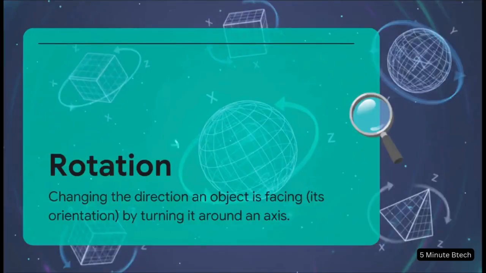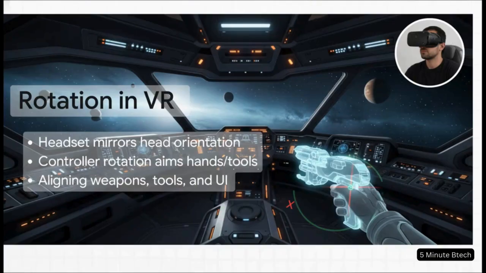And finally, our third core movement, rotation. Now, this isn't about where an object is, it's about which way it's facing. It's all about changing its orientation by turning it around one of its axes, the X, Y, or Z axis in that 3D space. Rotation is, and I mean this, absolutely critical for immersion. When you turn your head and your view in VR moves perfectly with you, that's your headset's rotation being tracked. When you twist your wrist to aim a laser pointer or a weapon, that's controller rotation. It's what makes everything feel so precise and natural.